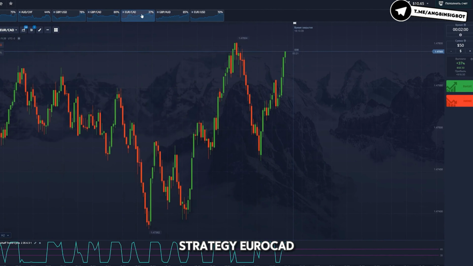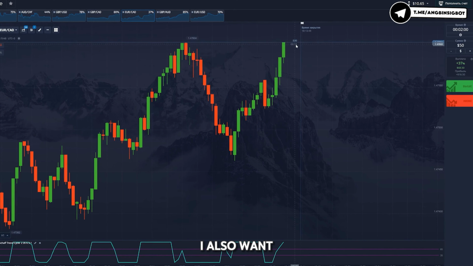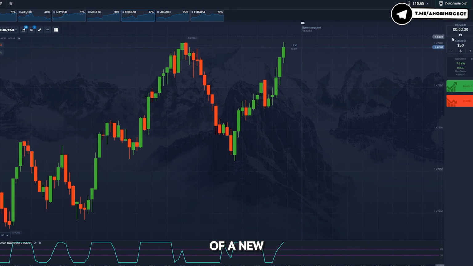Let's take a look at the list of currency pairs to find one that suits our strategy. EuroCAD. We can see that there has been a potential for upward movement for a considerable amount of time here. This is also reflected on the indicator below. I also want to mention that we enter using this strategy at the end of the candles, at the opening of a new one. The expiration time will be exactly 2 minutes, so don't forget to set it.